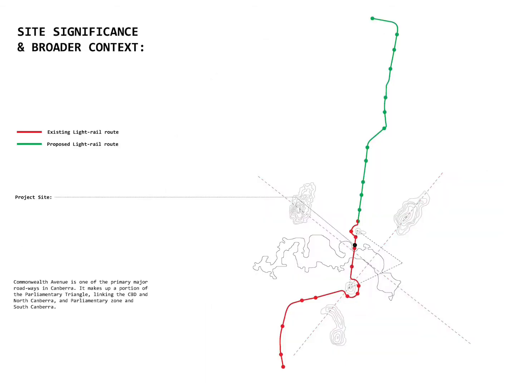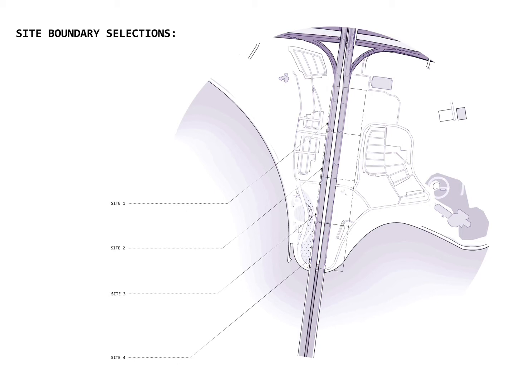Our project site is positioned on the northern end of Commonwealth Avenue. This major roadway makes up a portion of the Parliamentary Triangle and links North Canberra in the CBD to South Canberra in the Parliamentary Zone. You can see the current and projected light rail network in this diagram. As you can see, the overall boundary consists of 4 sites. Site 1 to the north, sites 2 and 3 in the middle, and site 4 to the south.